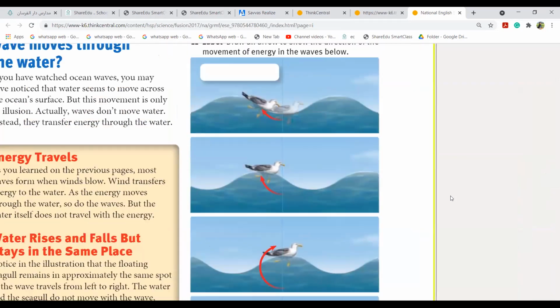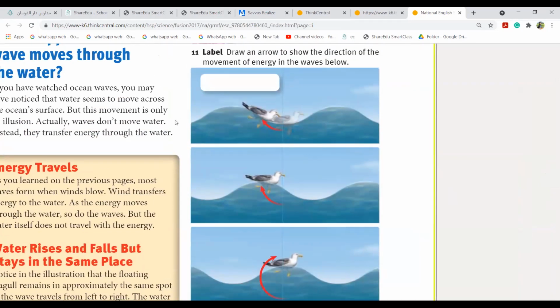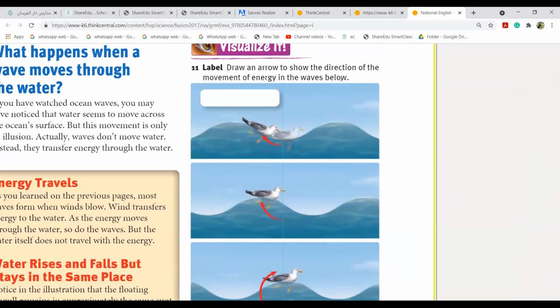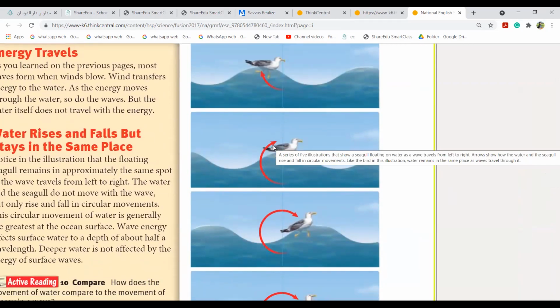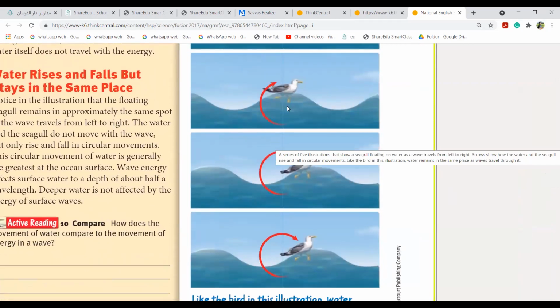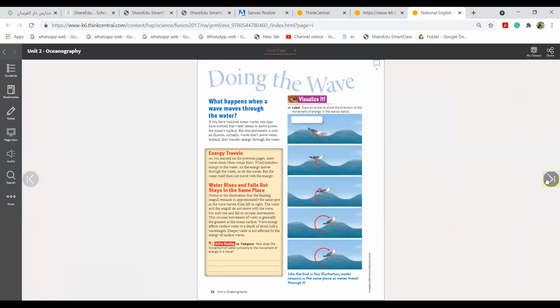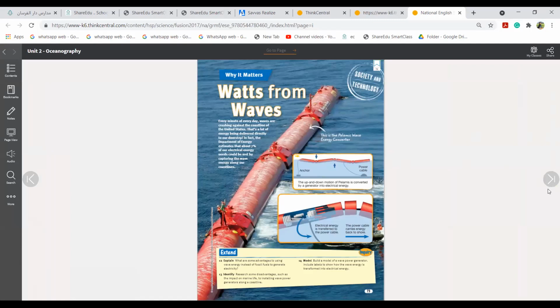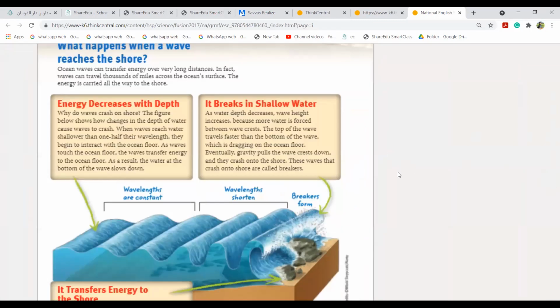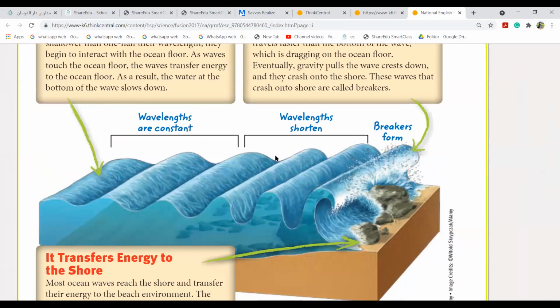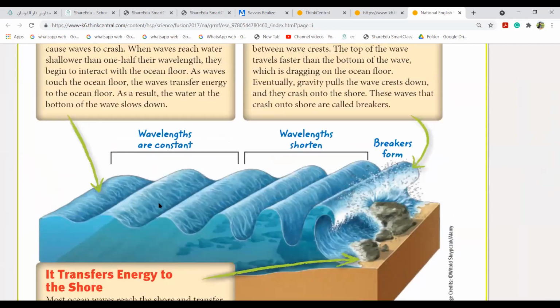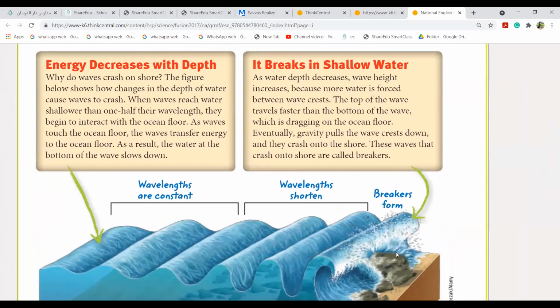And then we even studied the waves and how to draw an arrow to show the direction of the movement of energy. They have shown us the movement of energy. Now, girls, yesterday when you were watching, there was a device called a buoy, B-U-O-Y, which gives you exactly how fast the wave is. And then we studied how the wavelengths are shortened, the wave periods are constant, and finally the breakers form.